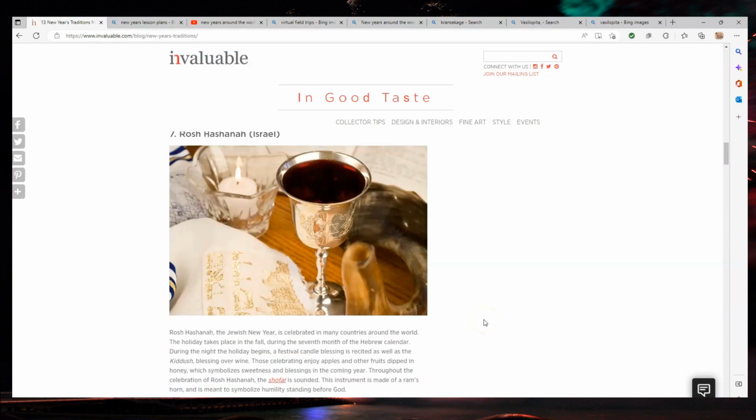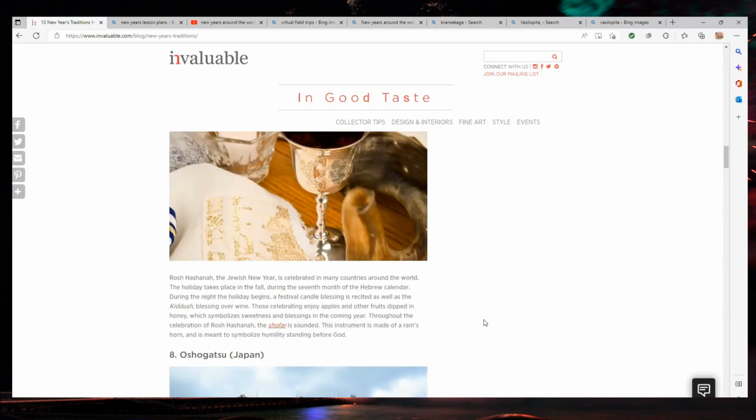Rosh Hashanah is in Israel. The Jewish New Year is celebrated in many countries around the world. The holiday takes place in the fall during the 7th month of the Hebrew calendar. During the night, the holiday begins. The festival candle blessing is recited as well as the Kiddush blessing over wine. Those celebrating enjoy apples and other fruits dipped in honey, which symbolizes sweetness and blessings in the coming year. Throughout the celebration of Rosh Hashanah, the shofar is sounded. This is an instrument made of ram's horn and is meant to symbolize humility standing before God.